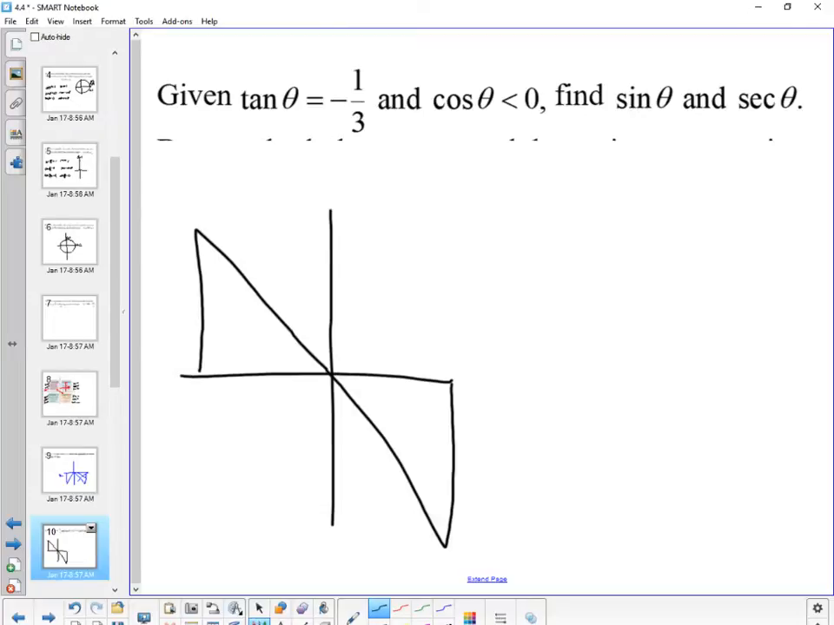So because tangent is negative in quadrant 2 and in quadrant 4, but cosine cannot be negative in both of those. Go ahead, say it out loud, nice and loud so we can hear you. It has to be the one in quadrant 2 because cosine is negative. Cosine is negative. It's less than 0. So it's not this one.